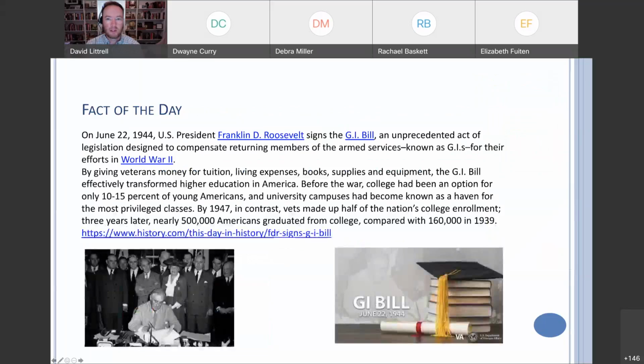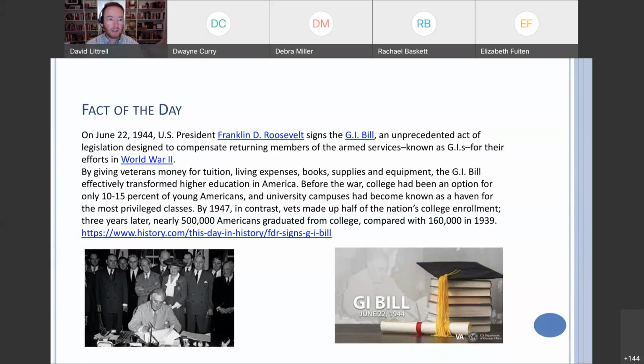And then moving into the fact of the day, because I know everybody's busy. So June 22nd, 1944, Franklin Roosevelt signs the GI Bill, an unprecedented act of legislation designed to compensate returning members of the armed forces, known as GIs. So this is the GI Bill. By giving veterans money for tuition, living expenses, books, supplies, and equipment, the GI Bill effectively transformed higher education in America. So it really became a really big deal.